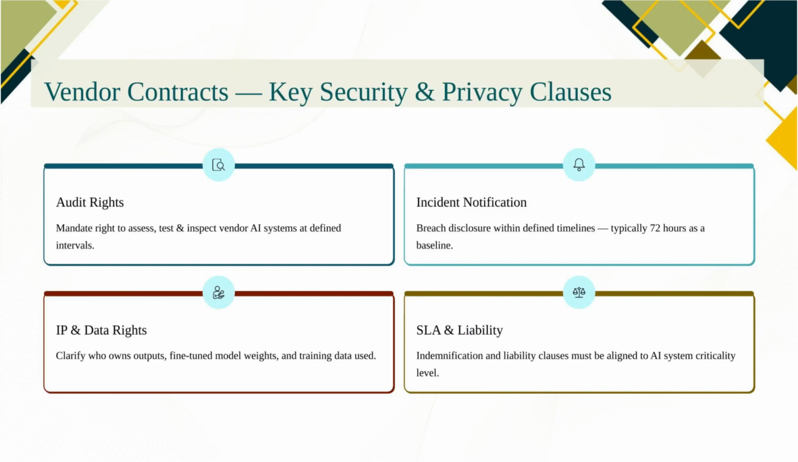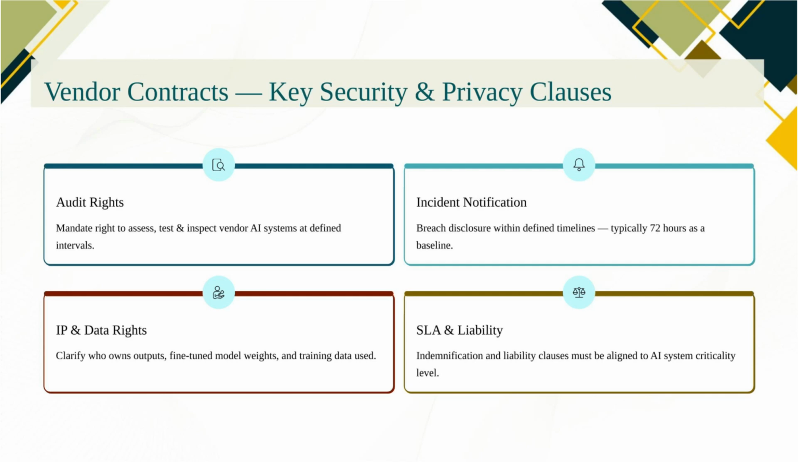Let's talk about what your AI vendor contracts must include. Audit rights. The right to assess, test, and inspect the vendor's AI systems are non-negotiable. Without this, you have no independent verification of anything they tell you. Incident notification timelines must be specified. 72 hours for GDPR breaches, for example, with clear escalation paths.